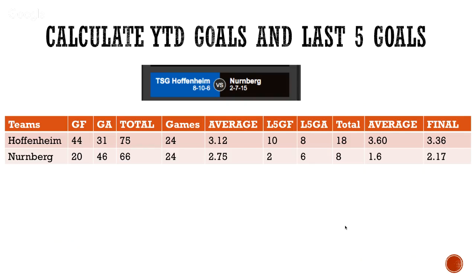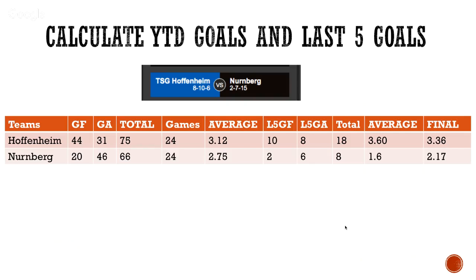Now, this is where it gets really interesting. If you notice, Nuremberg's last 5 goals for is just 2, meaning in 5 games they've only scored 2 goals total, and their last 5 goals against are 6. So what's interesting to note, not only are they having trouble scoring, but they're also playing really good defense. That gives them total goals of 8. You divide that by 5, you get 1.6.